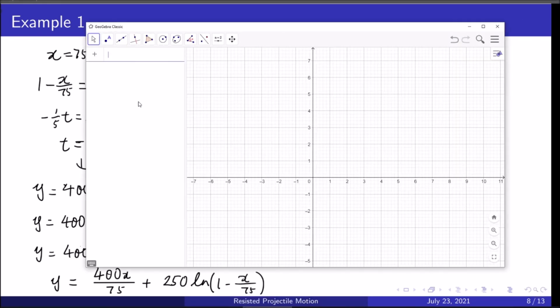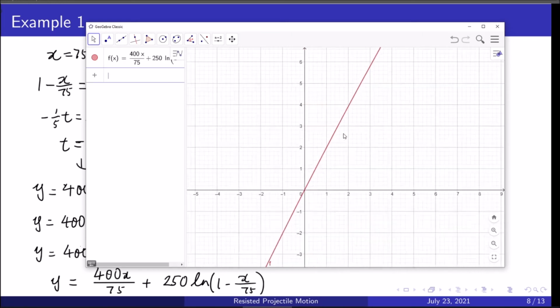So it's 400x divided by 75, plus 250 log(1 − x divided by 75). Yeah, and then of course we need to zoom out.